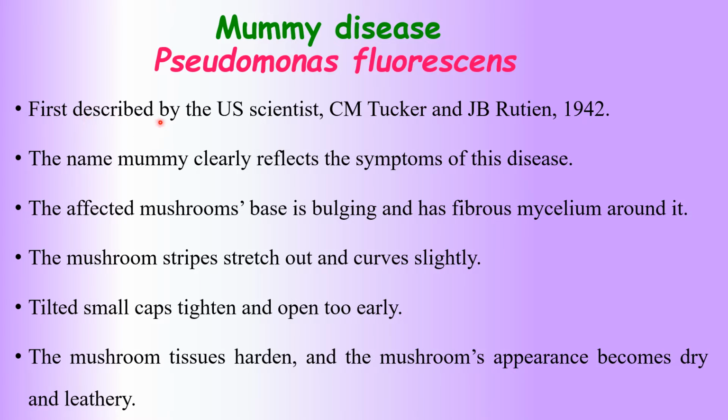This mummy disease was first found by the US scientists C.M. Tucker and J.B. Reutin in the year 1942. The affected mushroom base is bulging and it has fibrous mycelia around it. The mushroom stipes come out and stretch from the axis and curve slightly. The tilted small caps become very tight and open too early. The mushroom tissues are too hard and the mushroom becomes very dry and leathery.